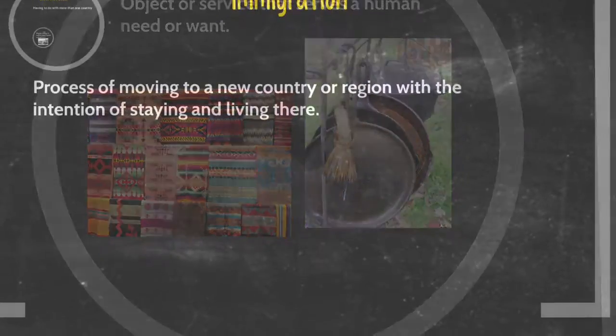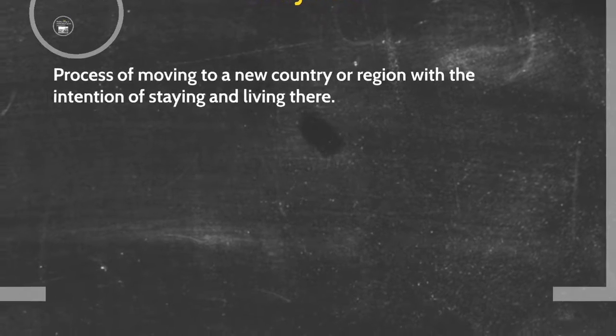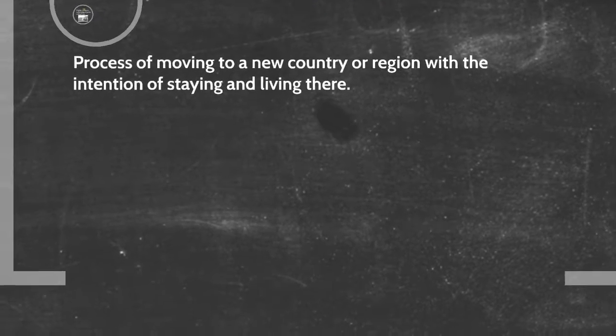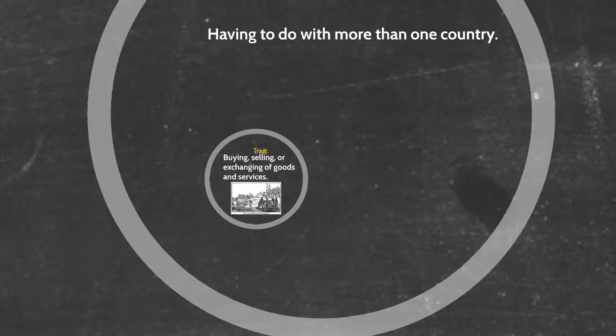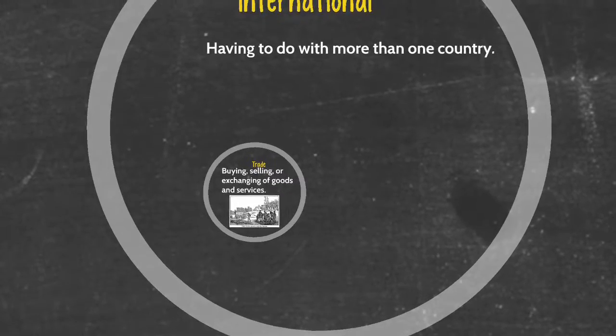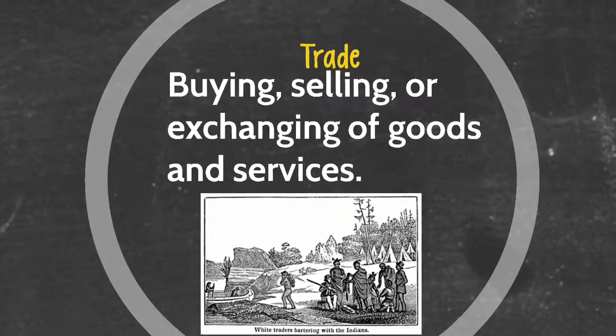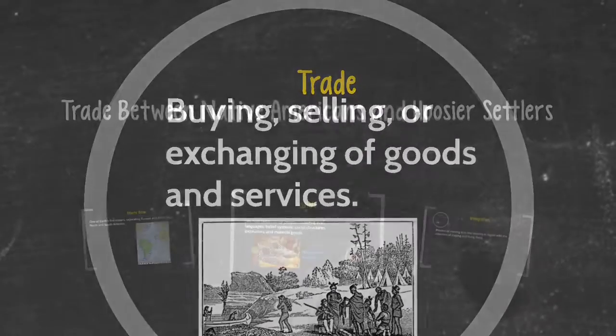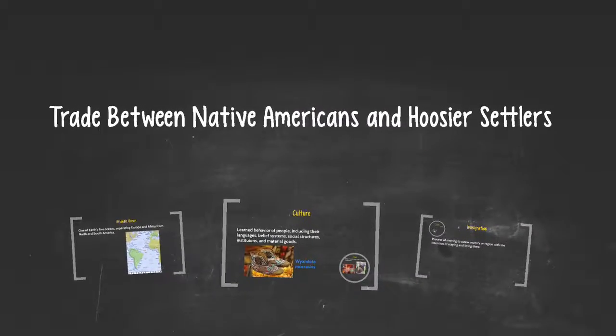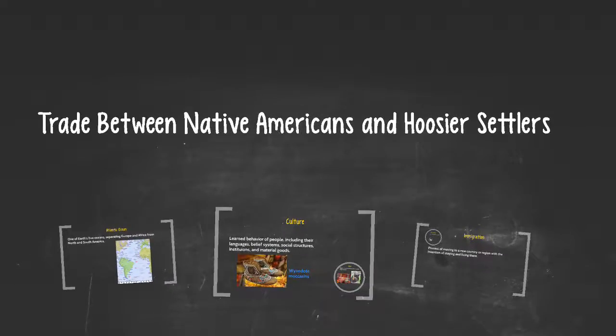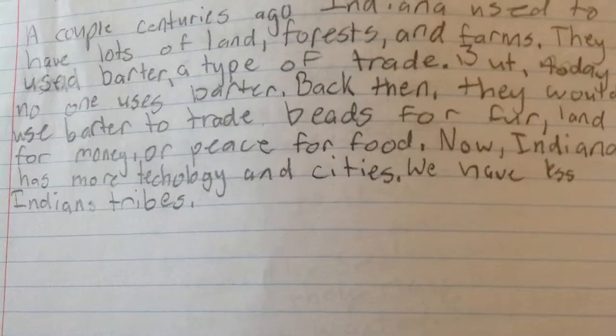After we went through the Prezi, I gave students 2 options for a writing prompt. One was in relation to our bicentennial, which we just celebrated, and it was how has Indiana changed in the past 200 years? The second writing prompt was how did trade connect Native Americans with Hoosier settlers?